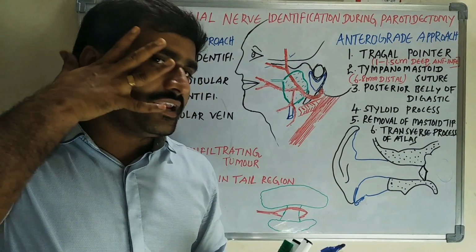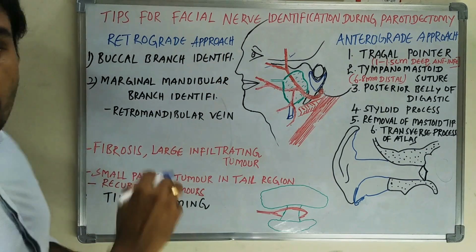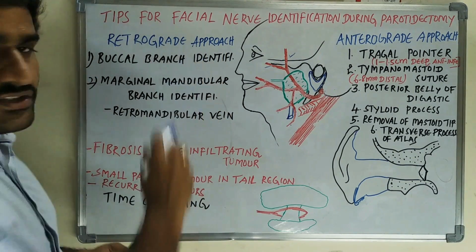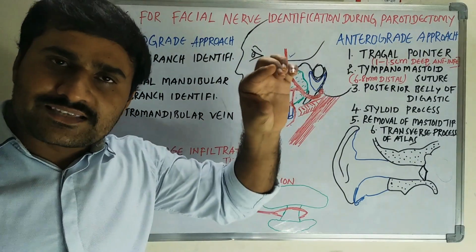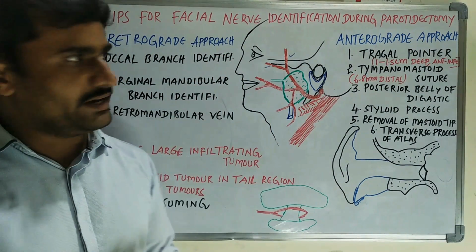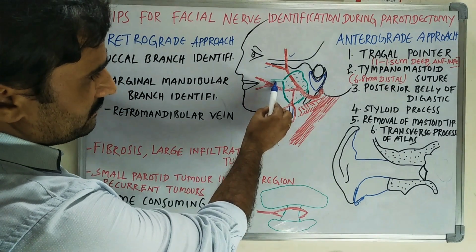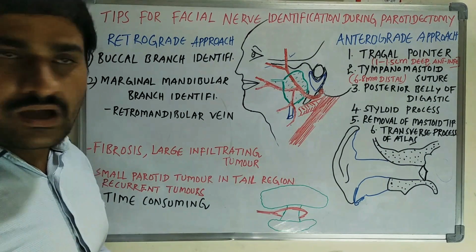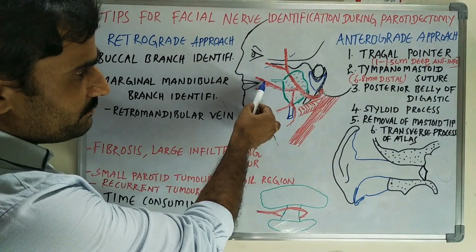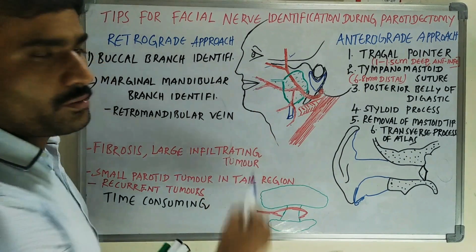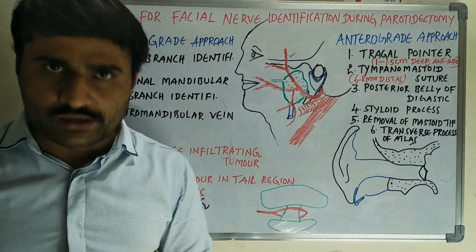You can see like this. In a retrograde approach, first we have to identify the buccal branch, because the buccal branch of the facial nerve runs alongside the parotid duct. This green colored one is the parotid duct. Alongside of this, there is the buccal branch. Again, it is divided into upper buccal and lower buccal. Upper buccal is for the upper lip, lower buccal is for the lower lip.